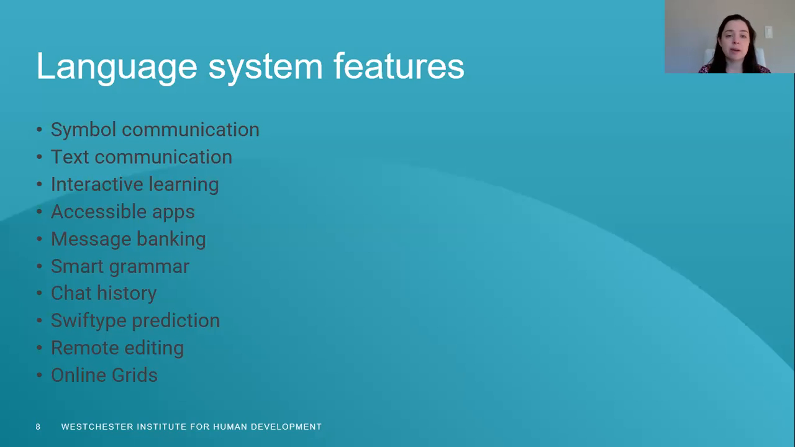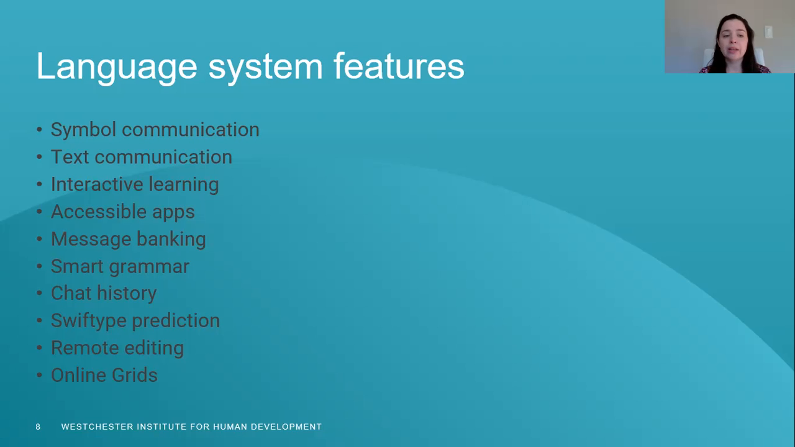The language system has many features. We touched on the symbol communication and the text communication. There's also interactive learning boards, and that includes visual scenes and games to help new users learn how to use AAC. So there's cause and effect boards and games, there's choice making games, and they feel like video games. They're a lot of fun. There's a lot of accessible apps, which we'll be touching on next.